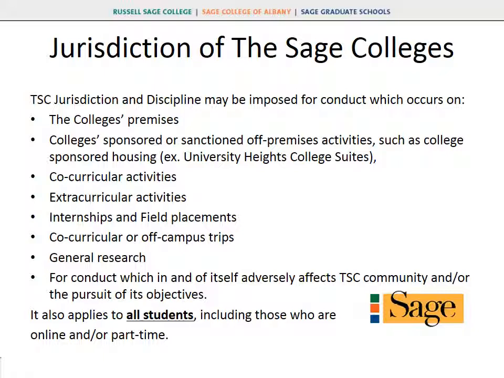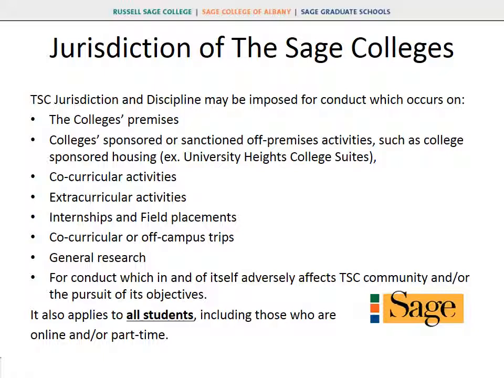For example, the University Heights College Suites on our Albany campus. Co-curricular activities, extracurricular activities, internships and field placements, co-curricular or off-campus trips, general research, or for conduct which in and of itself adversely affects the SAGE College's community and or the pursuit of its objectives. It also applies to all students, including those who are online and or part-time.